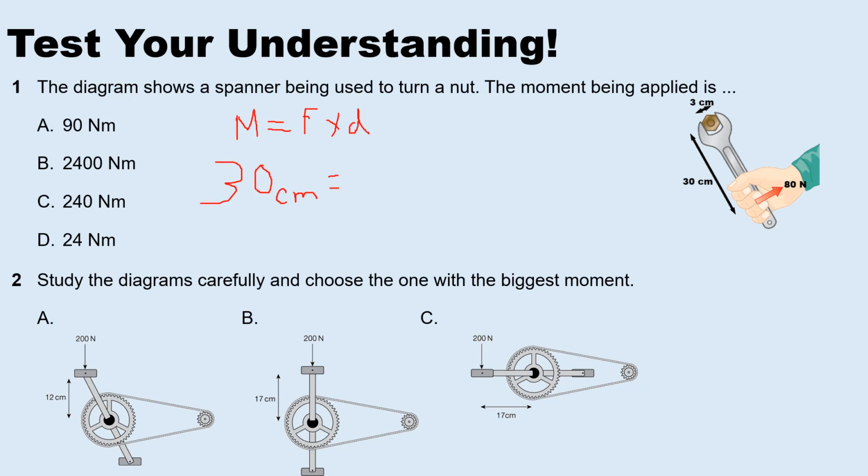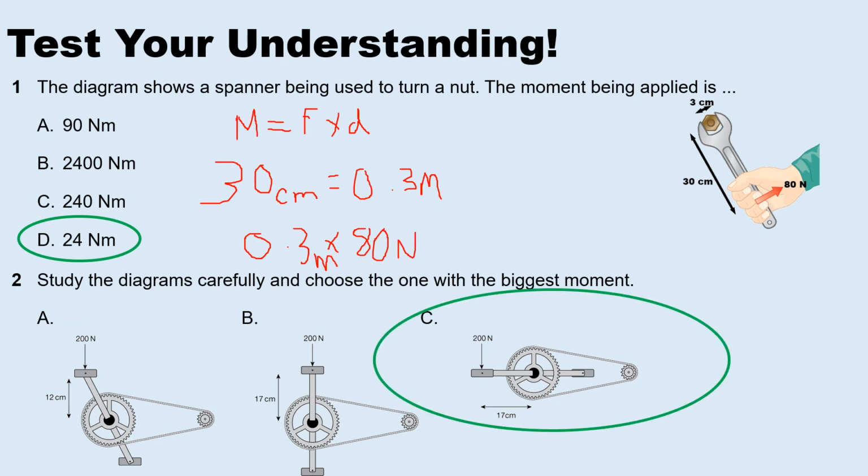Okay, so here is your equation. It's force times distance. And 30 centimeters, what is that in meters? Well, 1 meter is 100 centimeters, so that would be 0.3 meters. So then you take 0.3 meters and times it by 80, and you should have 24 Newton meters. And the next one, study the diagrams carefully and choose the one with the biggest moment. That is C. And we will go through this more next lesson when we go through more examples of moments such as gears and more levers.